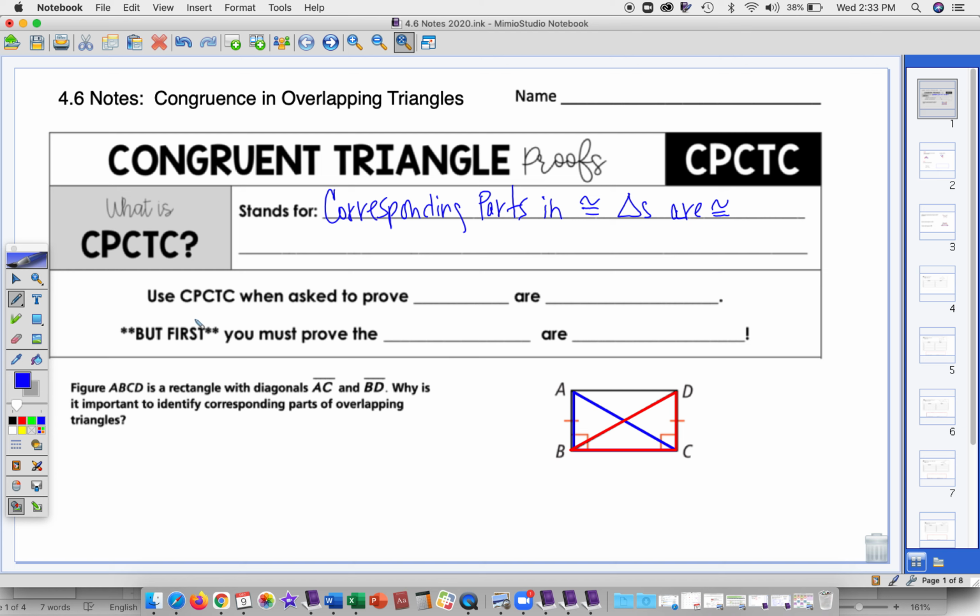Okay, so when do we use CPCTC? When we are asked to prove that parts are congruent. But first, before we can say that parts are congruent, we must prove that the triangles are congruent.